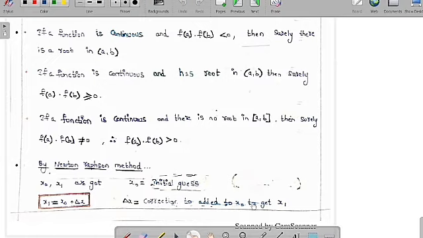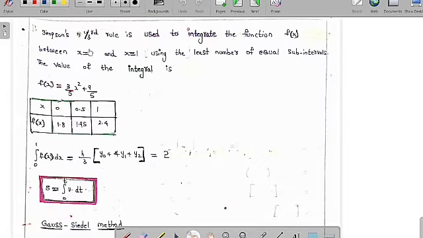So x0 is called the initial guess, where delta x is called the correction to be added to x0 to get the value of x1. So this much delta x you need to add to x0 in order to get the value of x1.